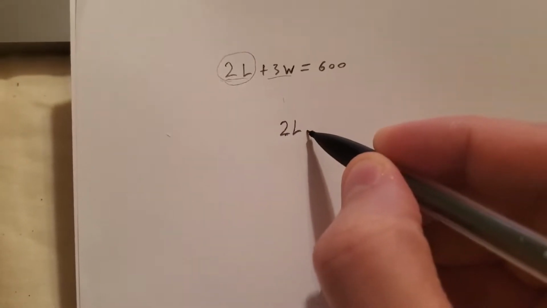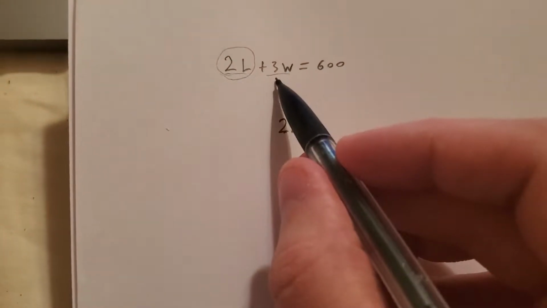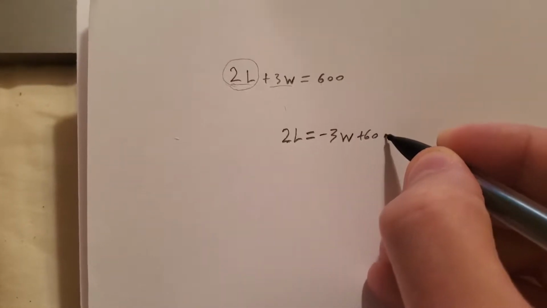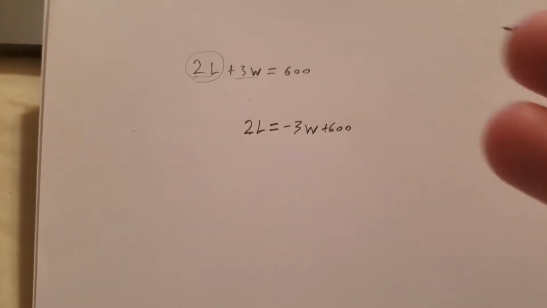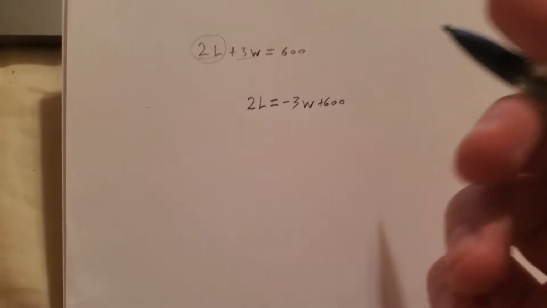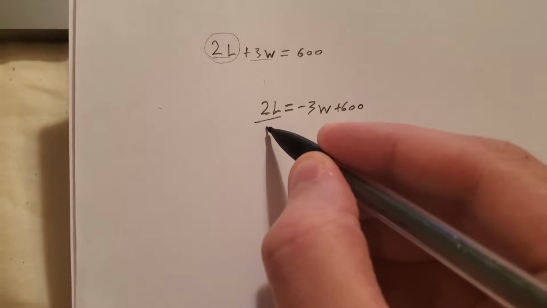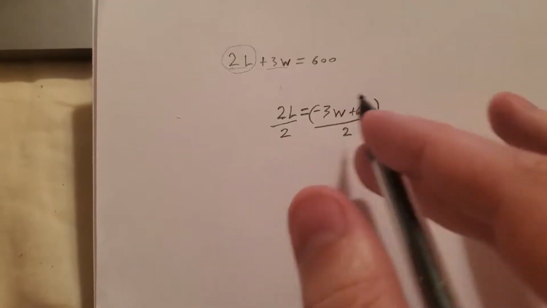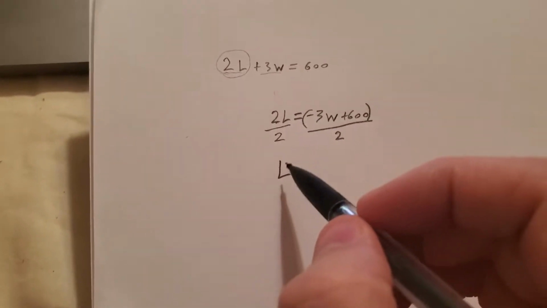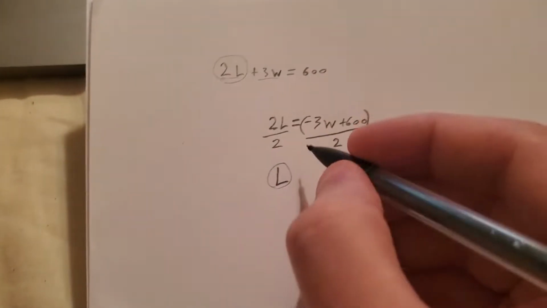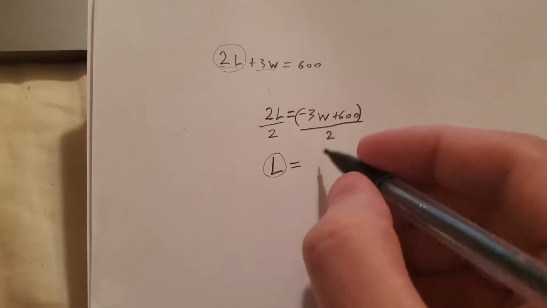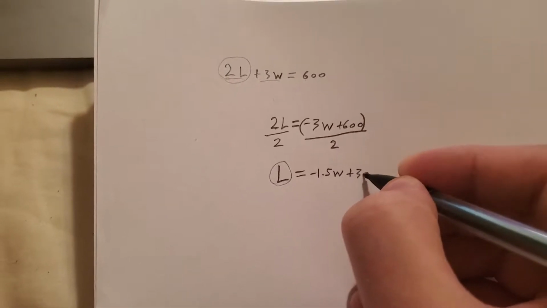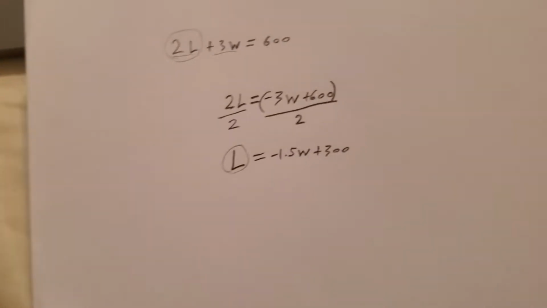I'm going to say 2L equals, and I'm going to bring the 3W over to that side of the equation, which makes it negative 3W plus 600. Then just your normal solving techniques, which everyone should know. That's not what I'm going to get into in these videos. In solving this, we divide each side by 2. We have L by itself: L equals negative 3 divided by 2, negative 1.5W plus 300. That's what we need to start out with.